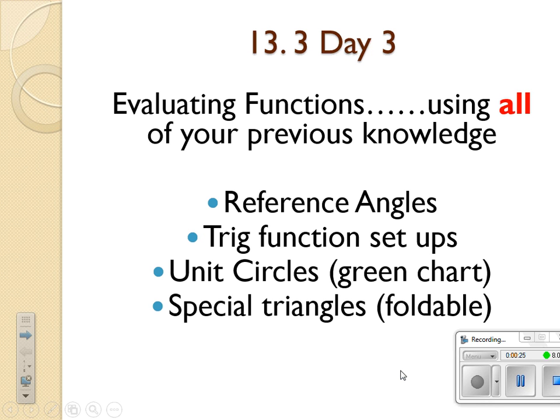We're going to need to know our trig function setup, SOHCAHTOA, and the inverse. All the inverses: cotangent, secant, cosecant. We're going to need to use our unit circle, that green chart. We're going to need the special triangles that we had from a few weeks ago, the 30, 60, 90 triangles, the 45, 45, 90 triangles. All of that knowledge needs to be brought together today. You should have all of that stuff out on your desk, along with your notes, a pencil, and a calculator, and we will get started.